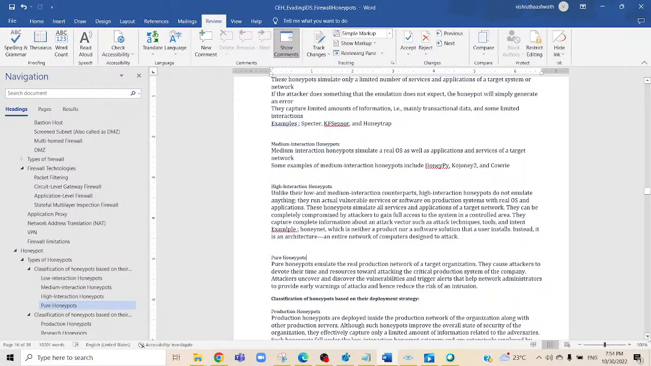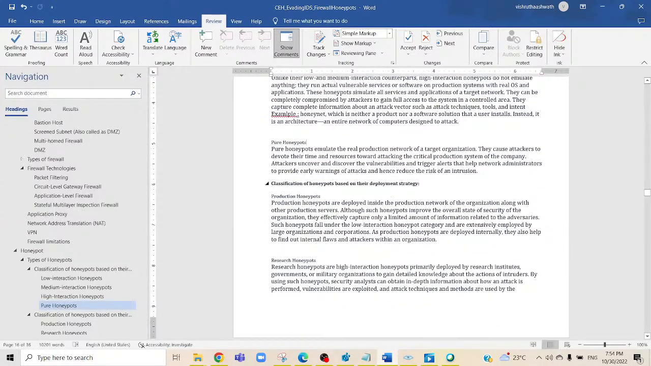Pure honeypots. Pure honeypots emulate the real production network of a target organization. They cause attackers to devote their time and resources toward attacking the critical production system of the company. Attackers uncover vulnerabilities and trigger alerts that help network administrators to provide early warnings of attack and hence reduce the risk of an intrusion.